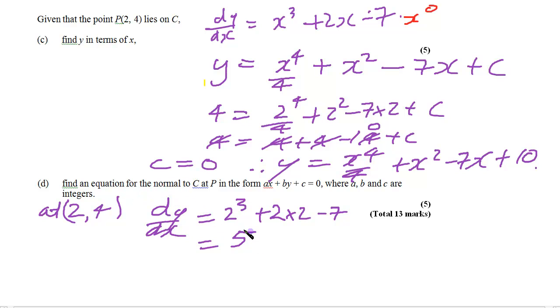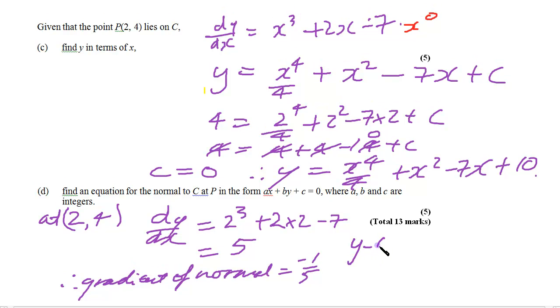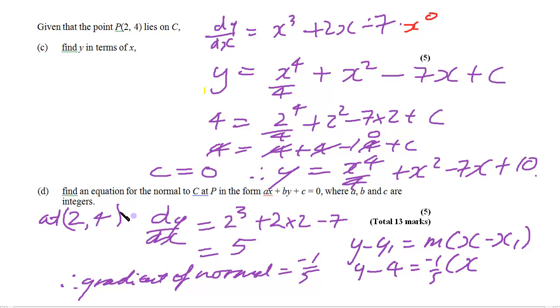But we want the normal. This gives us the gradient of the tangent. So therefore, the gradient of the normal equals minus 1/5. So if we use y minus y1 equals m(x minus x1) as the form of the equation of a straight line, you get y minus, the point y1 is on the line, is 4, equals minus 1/5 times x minus x1, which is 2.